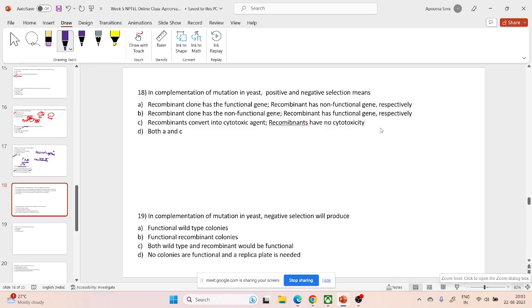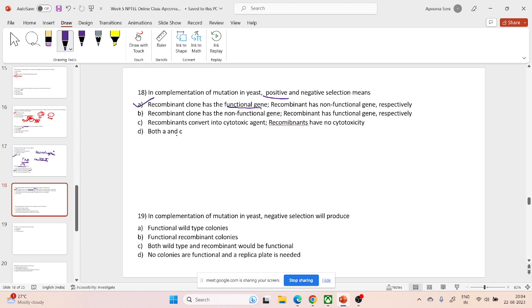So if we look into the question, positive and negative selection means, in positive selection, there has to be a functional gene because the functional gene will complete the biosynthetic pathway. Whereas in negative selection, the recombinant will have a non-functional gene so that the cytotoxic agent is not formed. Cytotoxic product is not formed. So the correct answer is A.